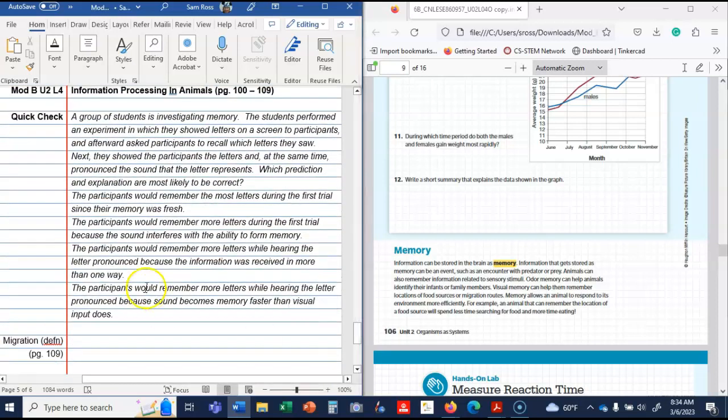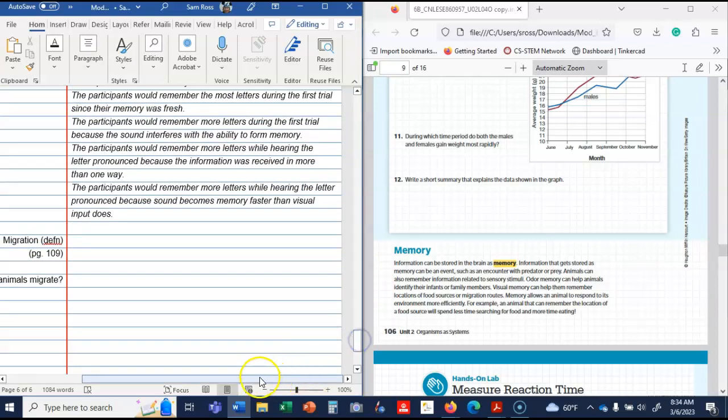Okay, another quick check. A group of students is investigating memory. The students performed an experiment in which they showed letters on a screen to participants and afterward asked the participants to recall the letters they saw. Next, they showed the participant the letters and at the same time pronounced the sound of the letter. Which prediction and explanation are most likely correct? It's going to be C. The participants would remember more letters while hearing the letter pronounced because information is received in more than one way.